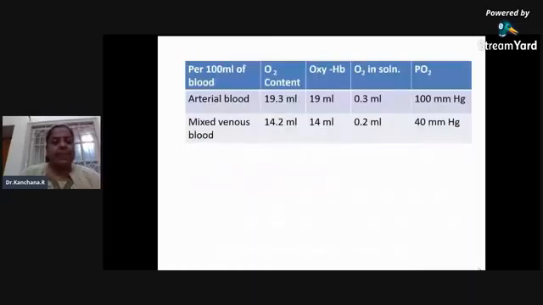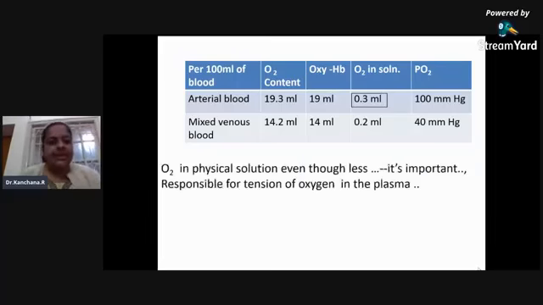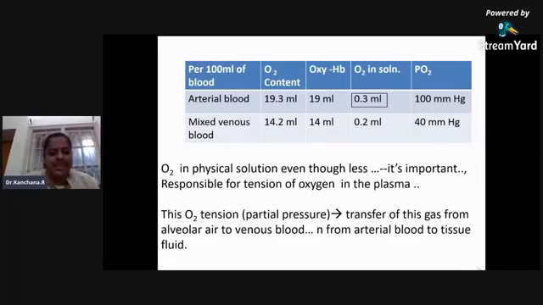Now this table shows the amount of oxygen content: how much is present as oxyhemoglobin, combined with hemoglobin, and how much is present in dissolved form in the arterial and venous blood. Oxygen in physical solution, even though less, is important because it is responsible for the tension of oxygen in the plasma. This oxygen tension, or partial pressure, is denoted by PO2. It enables the transfer of this gas from alveolar air to venous blood, that is, from arterial blood to tissue fluid.